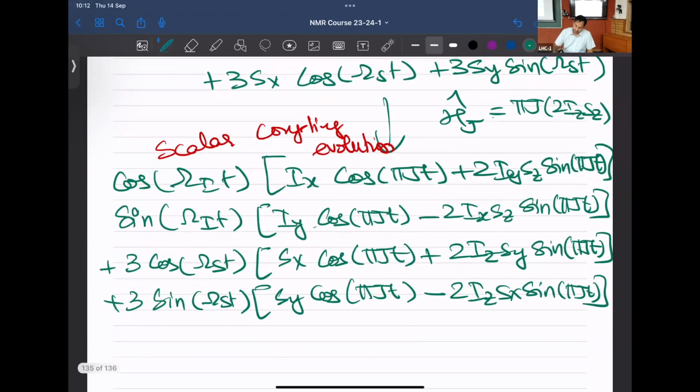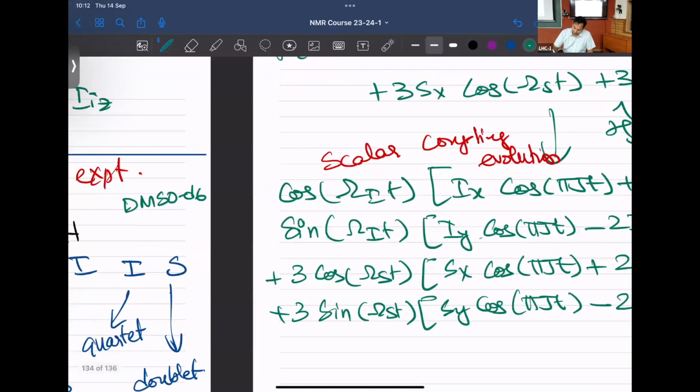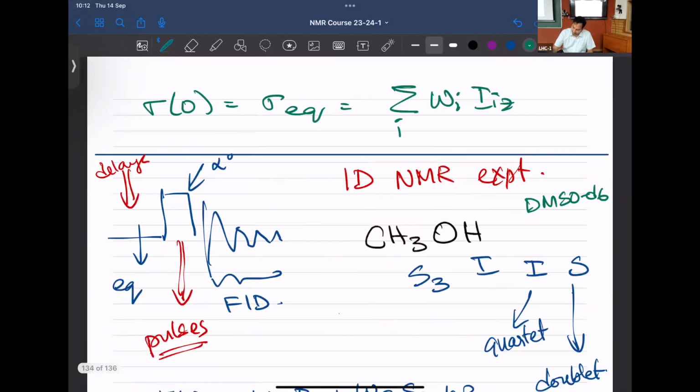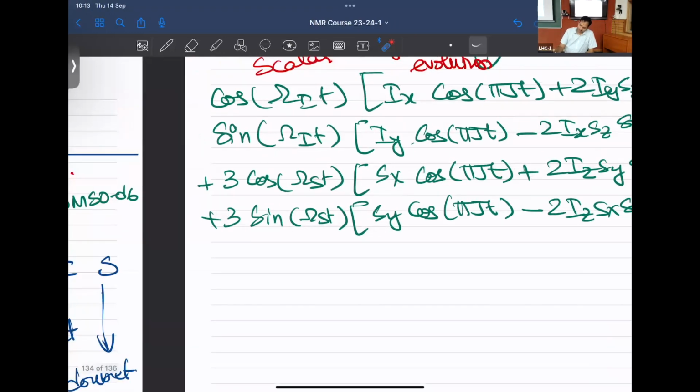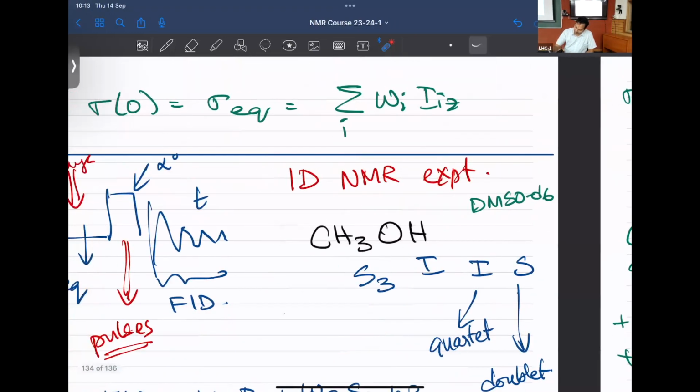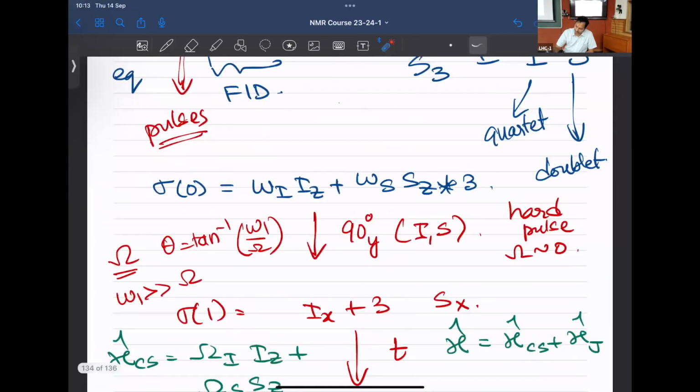So where are we right now? We are at the end of the pulse program, meaning that this is the evolution time t. If this is the evolution time t, as a function of this time, how do chemical shift and scalar coupling evolve is our question. Until this, are you clear? Until you get Ix plus 3Sx, are you clear?